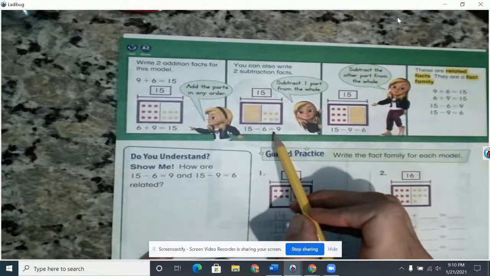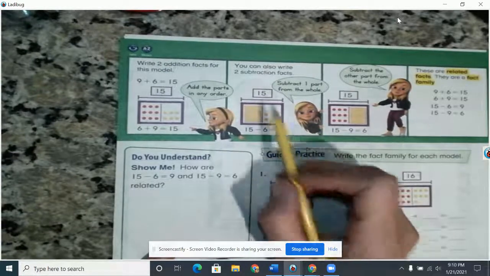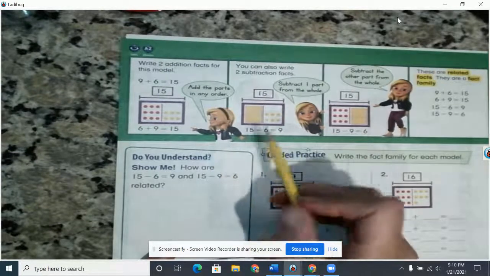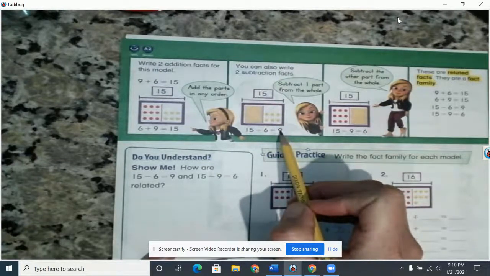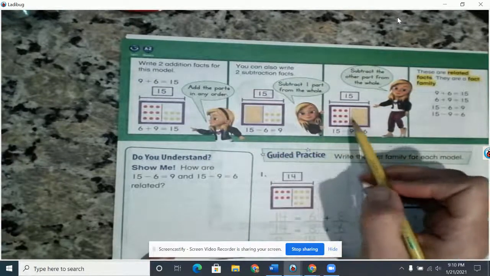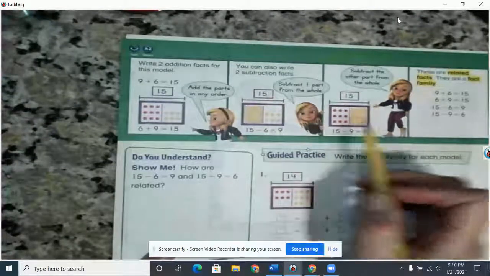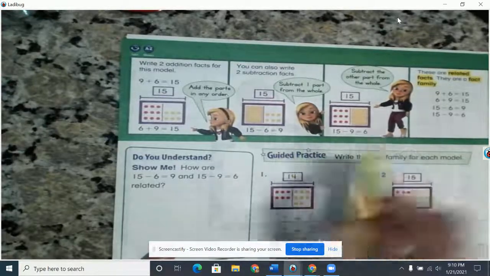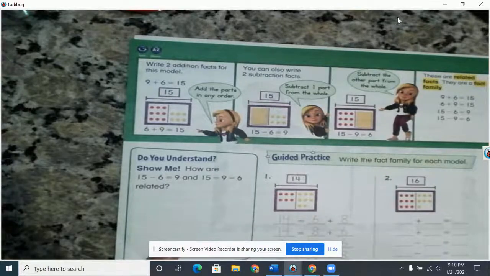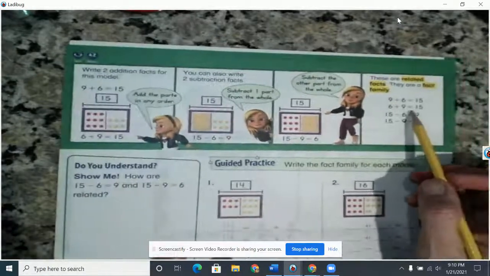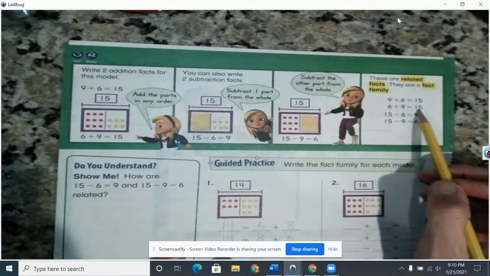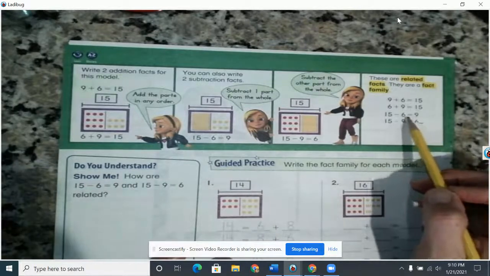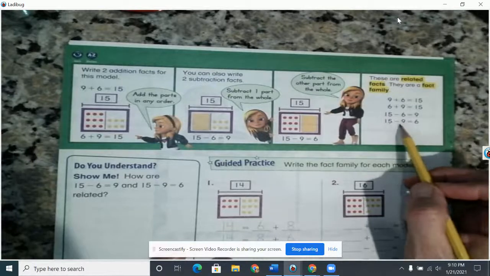You can also write 2 subtraction facts, but you always are going to start with the largest number. So 15, if I take away 6, is going to give me 9. But maybe I want to subtract the 9, and then I would get the 6. So again, it doesn't matter which order you want to go in. Okay, so these are the related facts. 9 plus 6 is 15. 6 plus 9 is 15. 15 minus 6 is 9. And 15 minus 9 is 6.